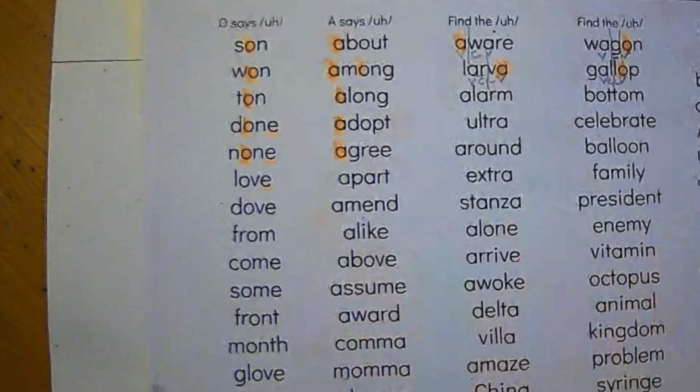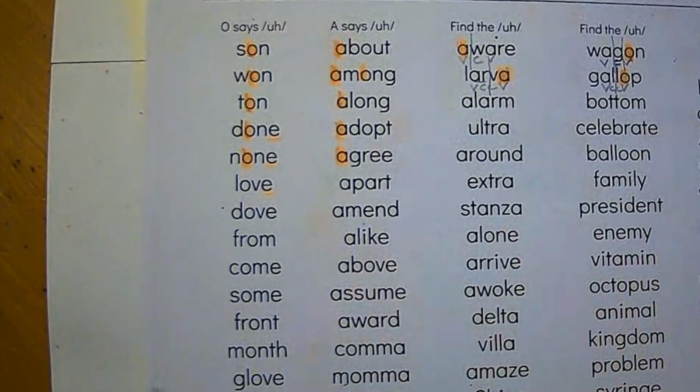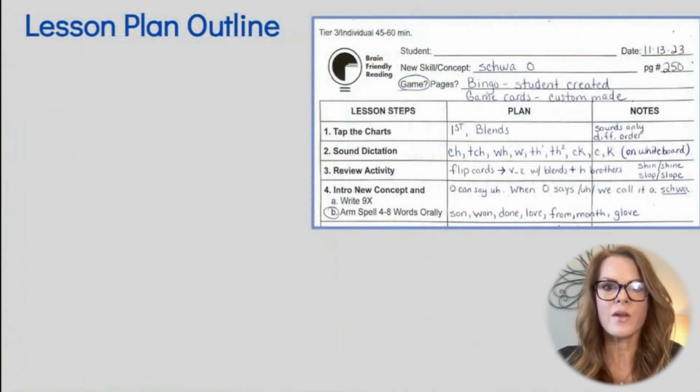And they would continue marking those multi-syllable words that way and substituting the schwa until they're able to read the word that sounds familiar to them. Now let's walk through a lesson plan. This plan is for introducing and teaching the schwa O sound. I will be using the first column of words on the schwa sounds page for this lesson.